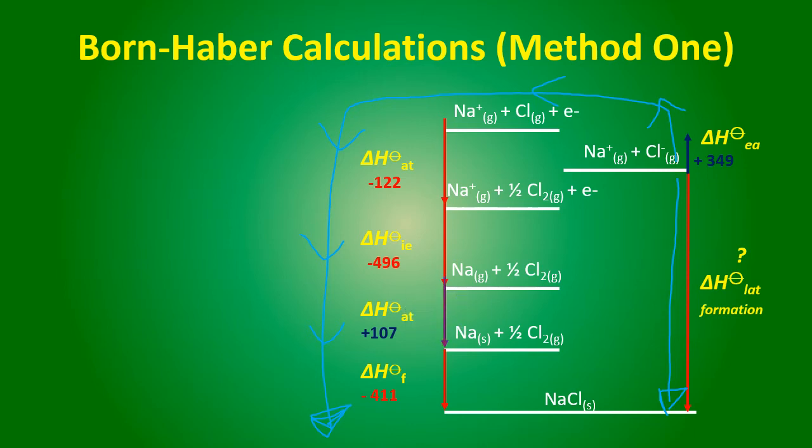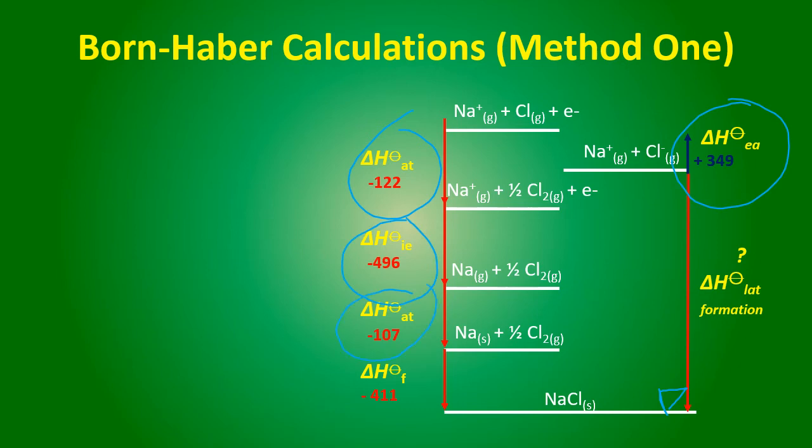So we've got now negative values on the left hand side because we're pushing back. And then all you need to do is add all of these values up. So we've got the 349, -122, -496, -107 and the -411. If we add all of them together, we will come out with -787 kilojoules per mole. So the 787 kilojoules per mole is basically our enthalpy of lattice formation.